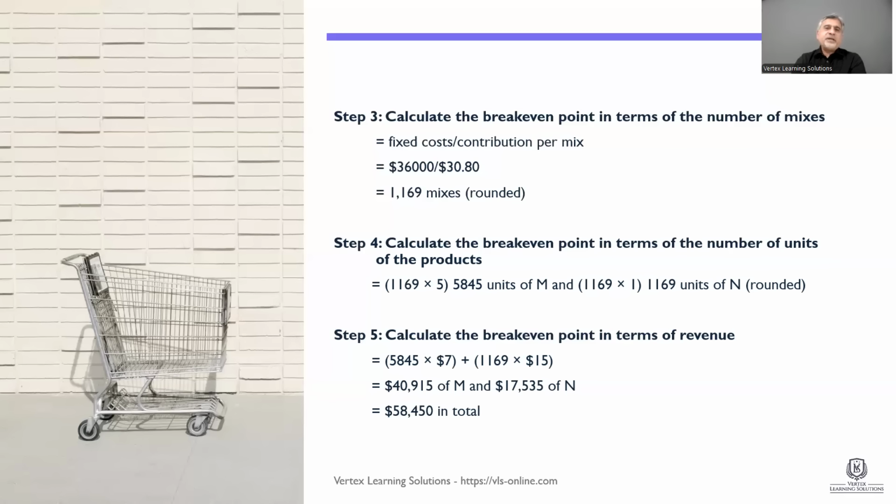Then the second question might be, how many mixes should you sell? 1169 mixes. And then what could be the individual quantities? 5845 units of M and 1169 units of N. Now go and see in your production department, can you make all these things? Then go to the sales department and ask, can they sell these quantities or not, in order to break even.